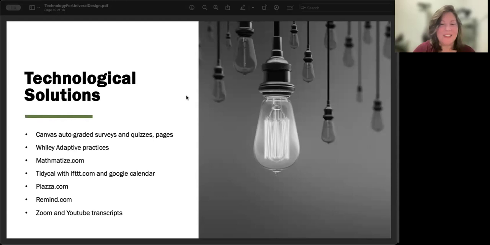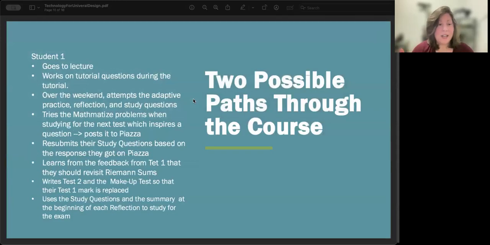Okay. Anyways, so these are some of the things I used, and that created different paths through the course. I'm sure you can imagine that some students would go to lecture, attend the tutorial, and submit everything when they're supposed to. Maybe they have a question, they post it on Piazza, maybe they learn something from that and they redo their study questions. I had optional deadlines for everything but tutorials, so they had until the end of the semester to revisit and resubmit anything they wanted. A lot of students used the study questions as a summary of the course when they were studying for their final exam.